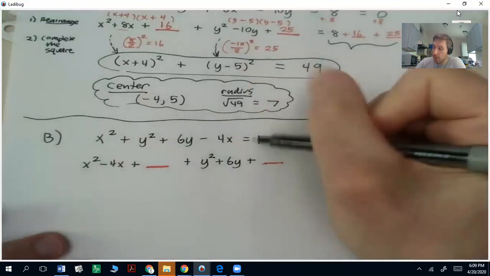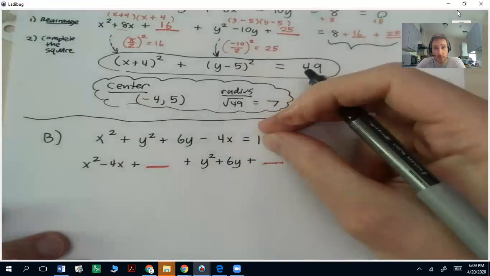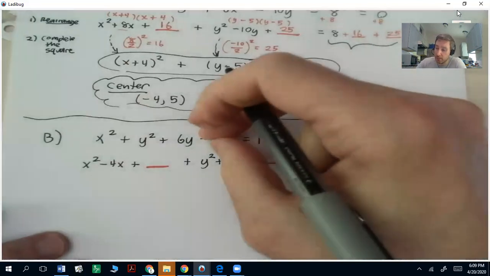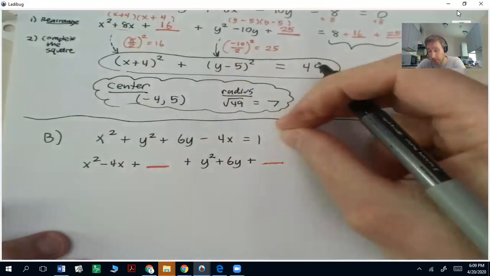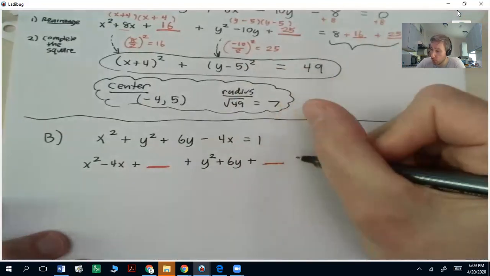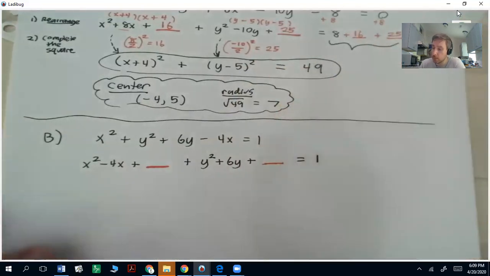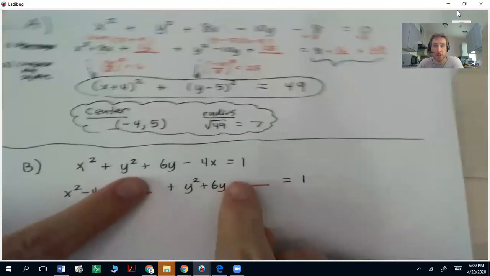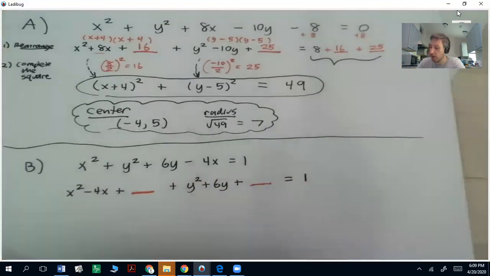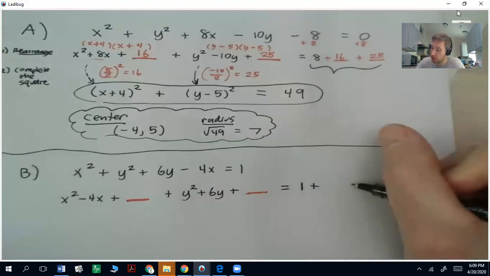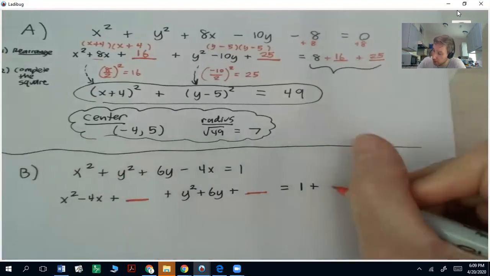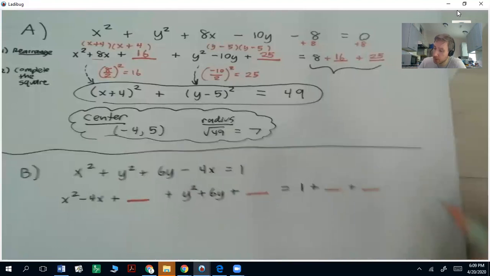Now, my 1 happens to be on the right side already. So it normally would say minus 1 here. You'd bring it over and it would be plus 1. Since it's already there, we don't move it. So that's going to say equals 1. But remember, since we're adding two numbers here, you're going to have to add them to the right side as well. So there's going to be two numbers we're going to throw on over here. That will be the numbers we complete the square with.